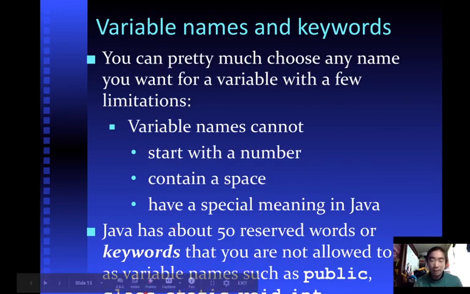Names, specifically in Java, have a certain set of rules, right? So variable names can't do these things. They can't start with numbers. They can't contain a space. And then some words have special meaning.